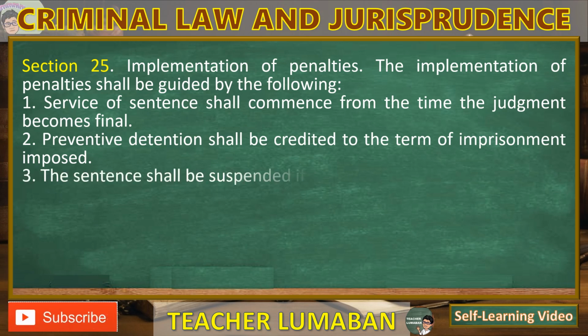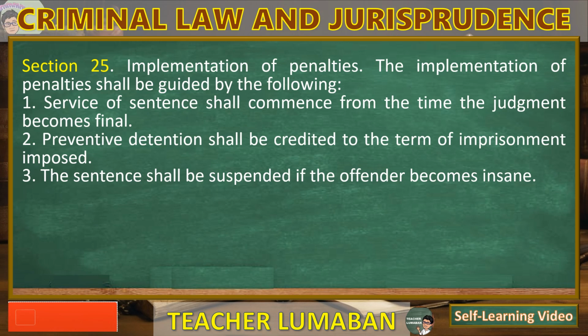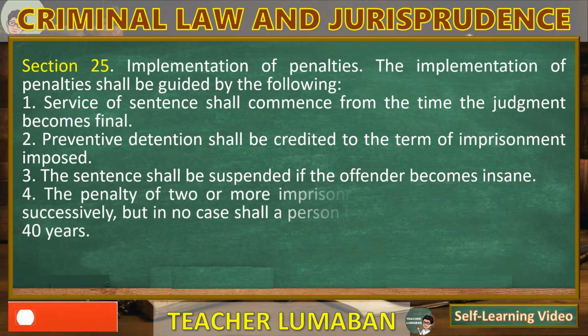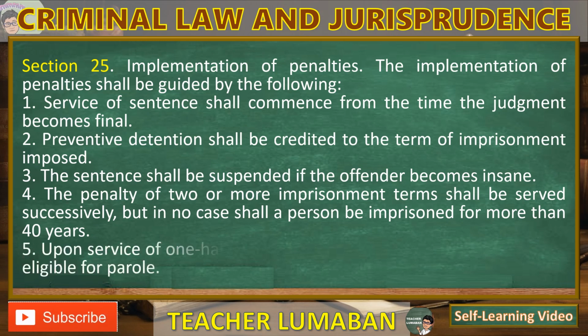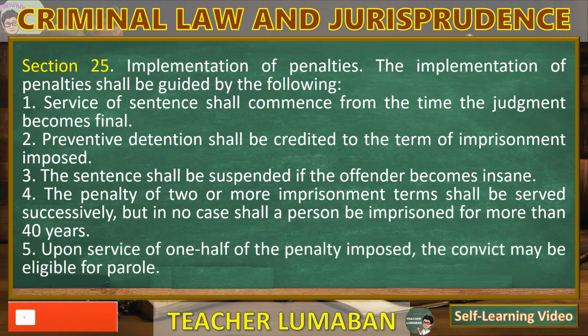3. The sentence shall be suspended if the offender becomes insane. Ang sentensya ay dapat masuspinde kung ang nagkasala ay nabaliw. 4. The penalty of 2 or more imprisonment terms shall be served successively, but in no case shall a person be imprisoned for more than 40 years. Ang parusa ng 2 o higit pang mga termino ng pagkakulong ay magkakasunod na ihahatid, ngunit sa anumang kaso ay hindi dapat makulong ang isang tao ng higit sa 40 taon. 5. Upon service of 1/2 of the penalty imposed, the convict may be eligible for parole. Sa pagsilbi ng kalahati ng parusang ipinataw, ang convict ay maaaring maging karapat-dapat para sa parole.